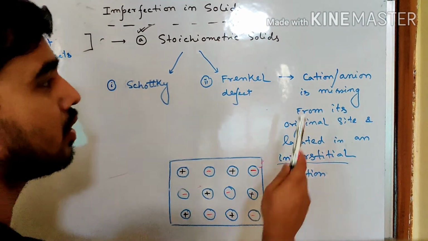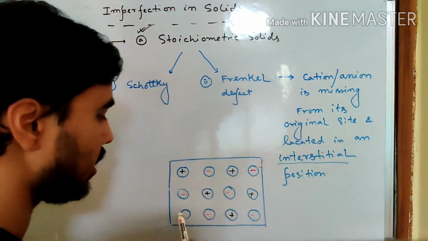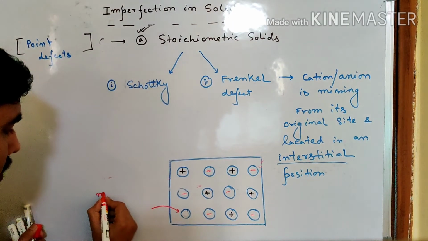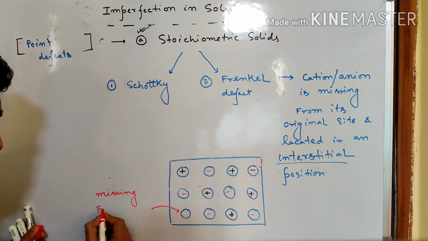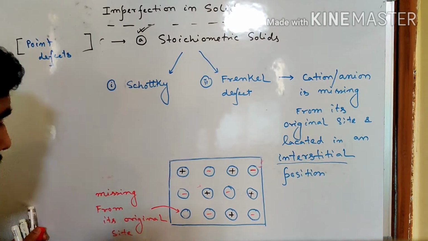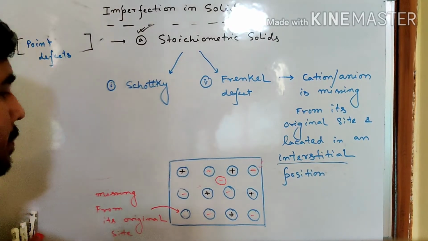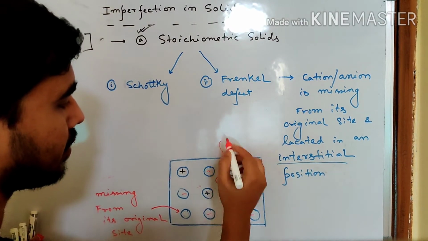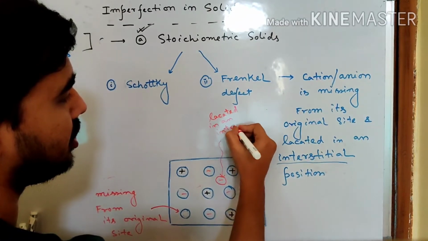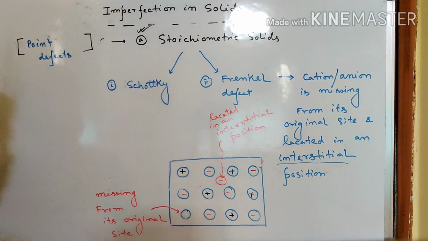Now, as per the definition, cation or anion. So suppose I take away this cation. So this cation is missing from its original site, as you can see. So let us mention it here. It is missing from its original site and it is present over here. So it is located in an interstitial position. This is called Frenkel defect.